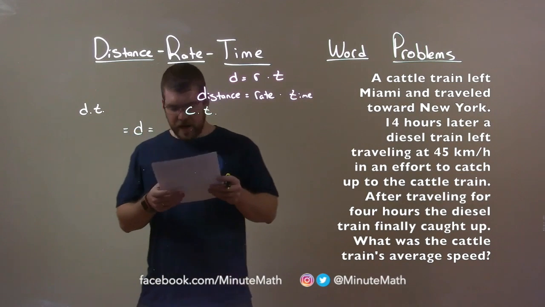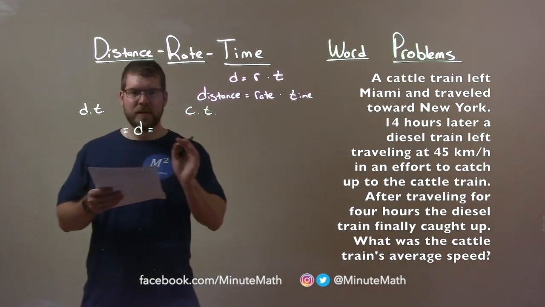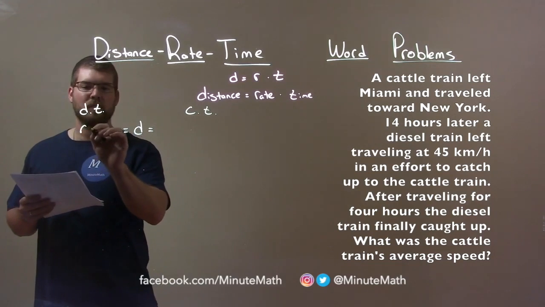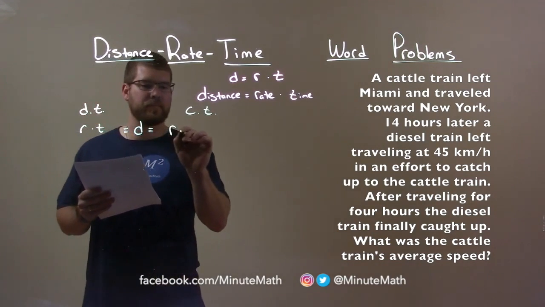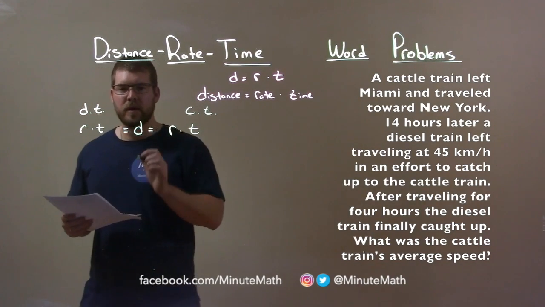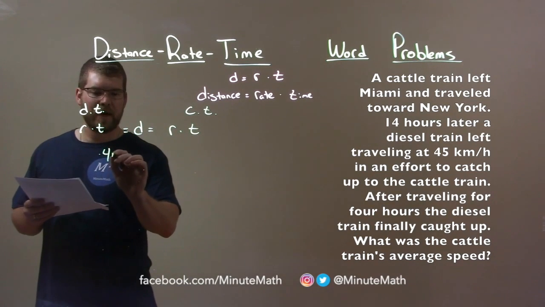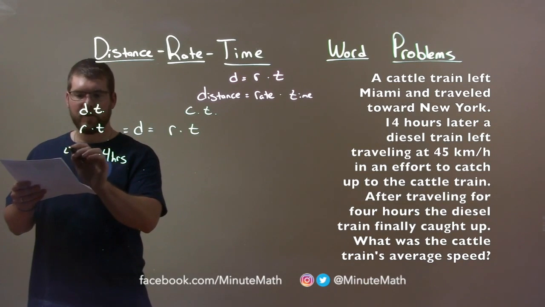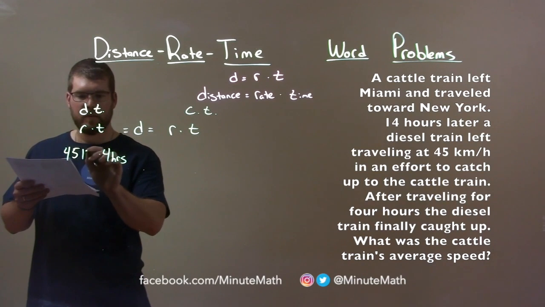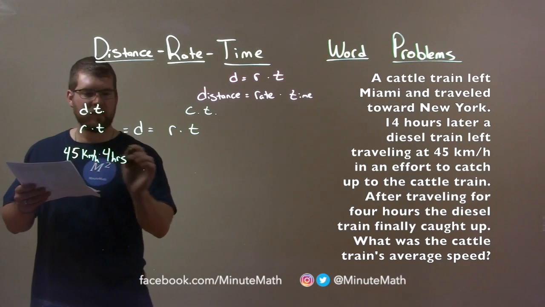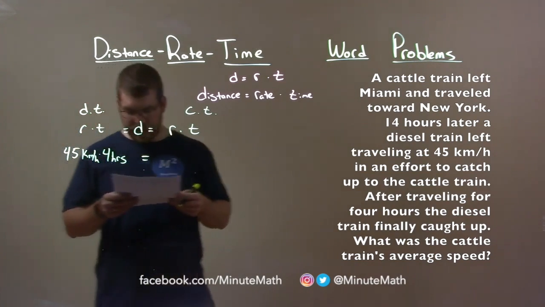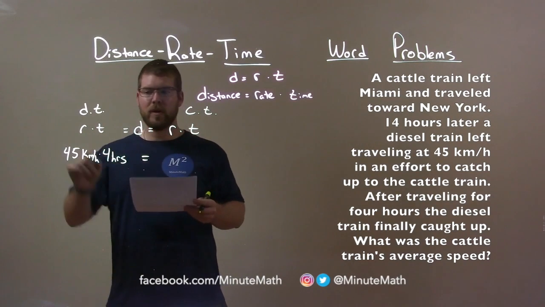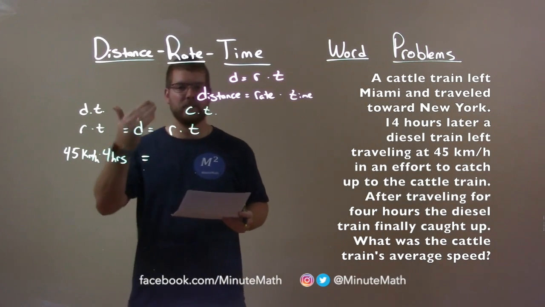Okay, so they tell us that after traveling 4 hours, the diesel train caught up to the cattle train. So distance equals our rate times time for both of them. So the diesel train, when it traveled for a total of 4 hours, and it was traveling at 45 kilometers per hour, it traveled the same distance as the cattle train did in that time to catch up to it. Okay, so it only took 4 hours going at 45 kilometers per hour to cover that same distance.